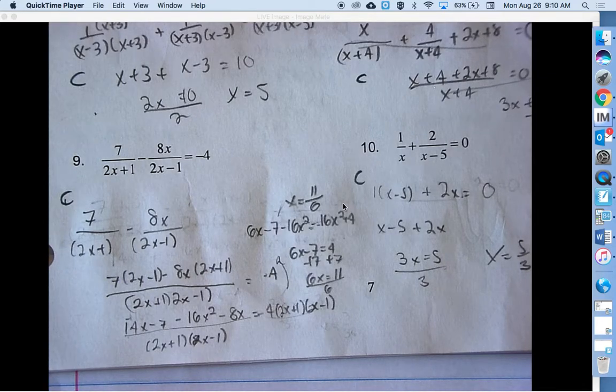And then that was the equation that came out on top, and then you multiply the other side because you have to, and you multiply this side by 2x plus 1, 2x minus 1, which cancels it out, and then you multiply that side by 2x plus 1, 2x minus 1. And then you get that equation, and then I solve to get 11 over 6.